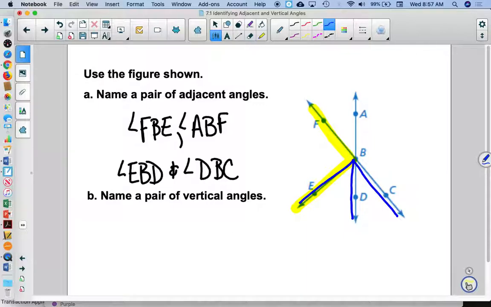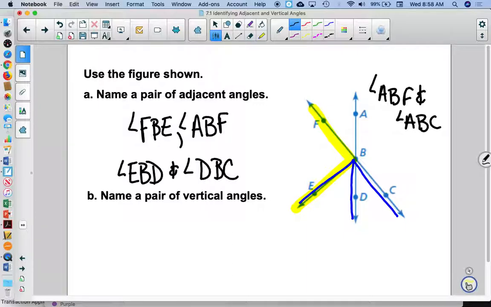Zane. ABF and ABC. Angle ABF, and what's your other one? Angle ABC. Good. Did we have all of them now? Or is there anything else? Have we got all of them? Wesley, do we have all of them? I was gonna say DBC and FBA. DBC and FBA? Well, DBC's here.